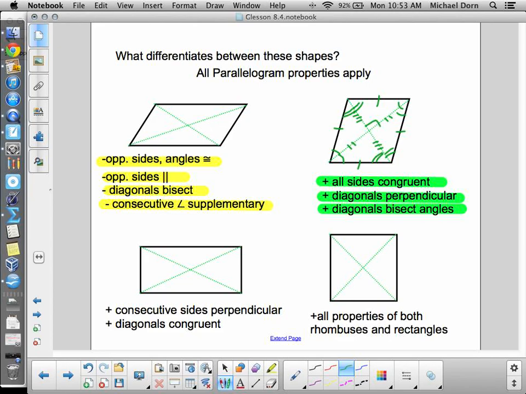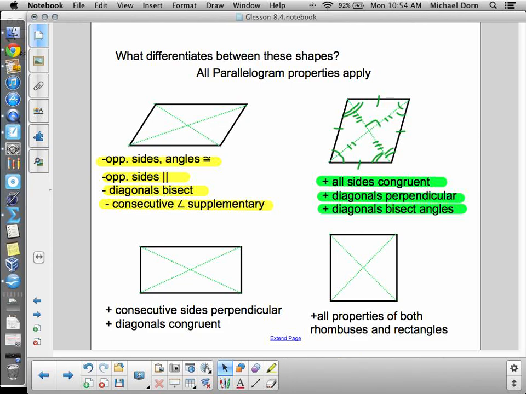In a regular parallelogram, the diagonals are not perpendicular. They do not bisect the angles. But in a rhombus, they do. So all 4 sides congruent, that's the easy one. The one that's trickier is diagonals are perpendicular and diagonals bisect the angle.